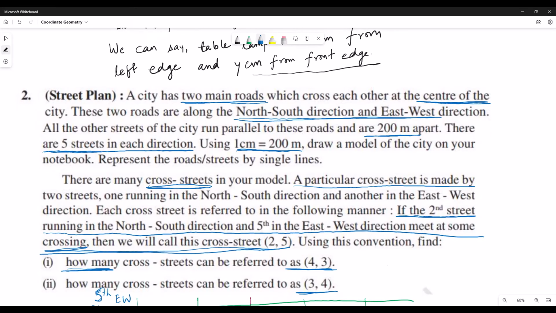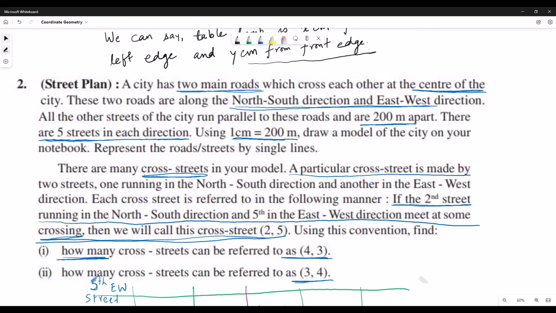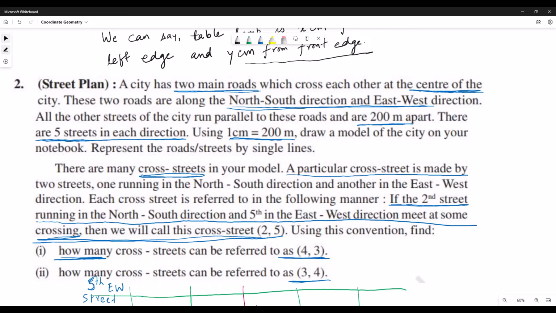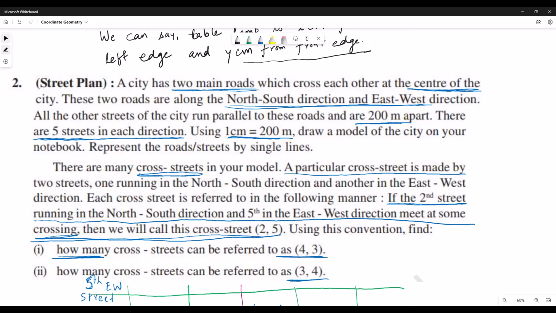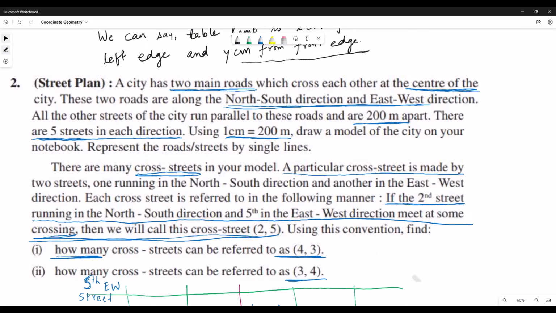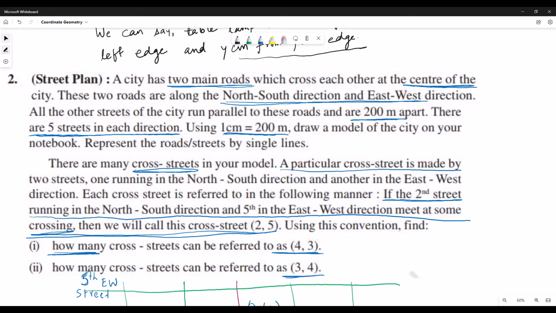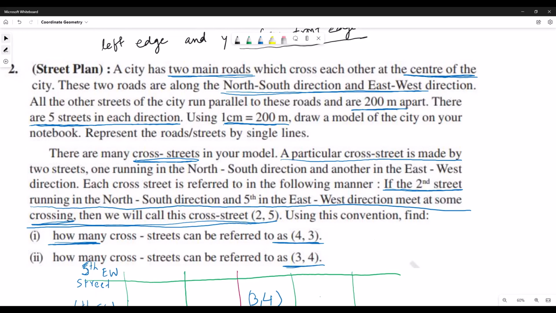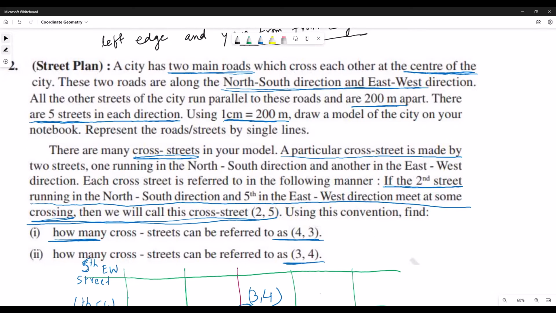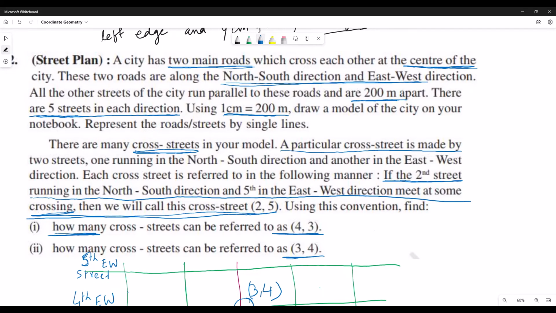Okay, so there is another problem. It says that a city has two main roads which cross each other at the center of the city. These two roads are along the north-south direction and east-west direction. All the other streets of the city run parallel to these roads and are 200 meters apart. There are 5 streets in each direction. Using 1 centimeter equals 200 meter, draw a model of the city in your notebook. Represent the roads by single lines.